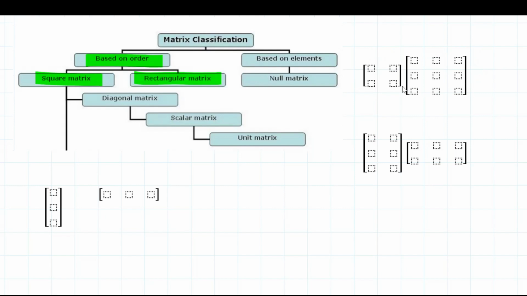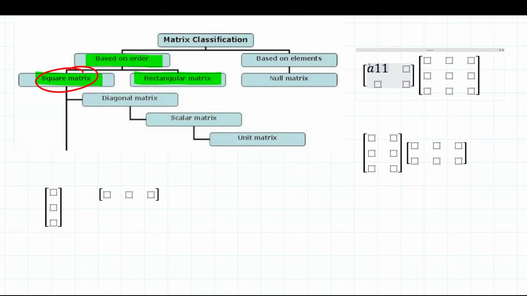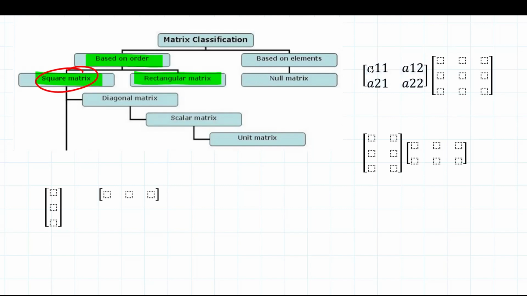The first one, let's first understand what is a square matrix. So a square matrix is what? One which has the same number of rows and columns. As you can see, the first one that I have taken, let's say A11, and you can see it has how many? It has two rows and two columns, right? A21 and A22, right? So this is a square matrix of the order 2.